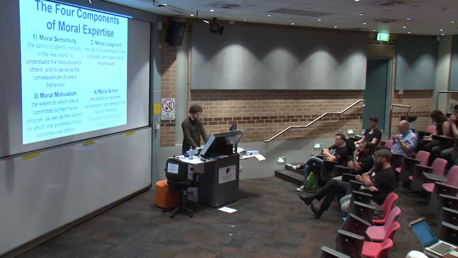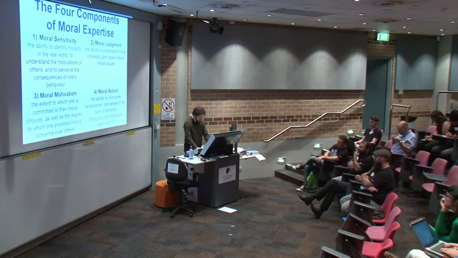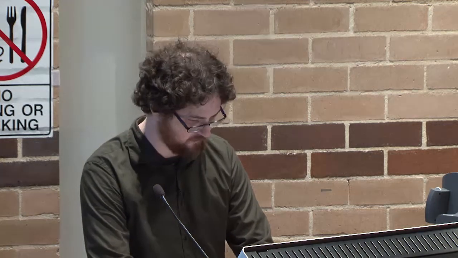Now, one of the more compelling accounts of moral expertise is the four-component model proposed by James Rest and colleagues. According to this model, moral expertise can be broken down into four components, and those four components can be broken down into subcomponents, and those subcomponents can be broken down into sub-subcomponents. For now, we'll just concentrate on the four major ones. They are moral sensitivity, which is the ability to identify morality as it exists in the real world, to know when a moral dilemma is actually facing you, and to be able to look at people's behavior and understand their motivations and their feelings when making moral decisions. Moral judgment.